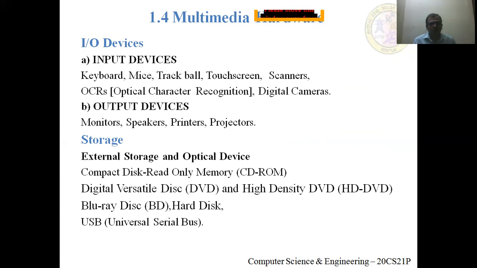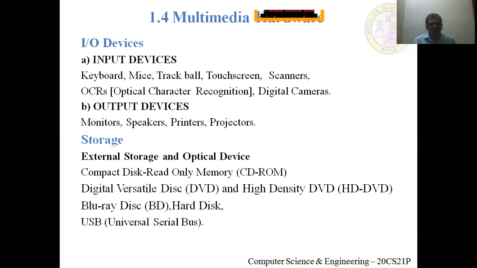What do you mean by output devices? Output devices are the components via which the output of the processing unit can be displayed. Examples for output devices are the monitors, the speakers, the printers, and also the projectors. Storage devices are used to store the data because the multimedia data may be huge. To store a huge amount of data, we need storage devices.